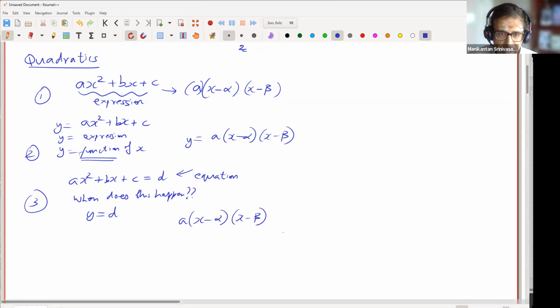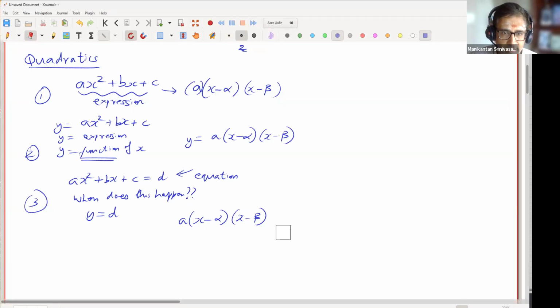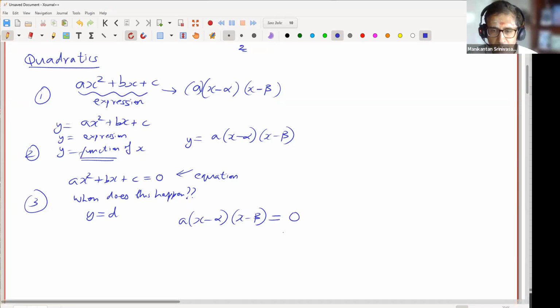If I have this, typically you can always move the d to this side and effectively say it's ax square plus bx plus another c. It could be c prime or something, but effectively you can say the right hand side is 0. Doesn't have to be 0, but you can always move around things and make it equal to 0. So effectively I'm looking at this guy, and you're asking the question, when is it equal to 0?